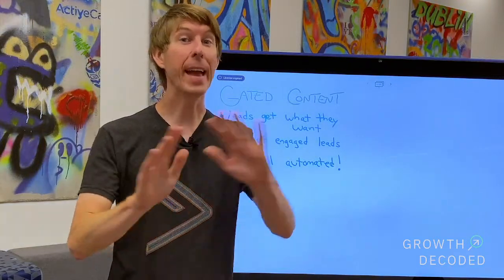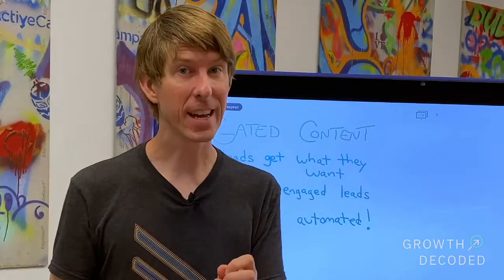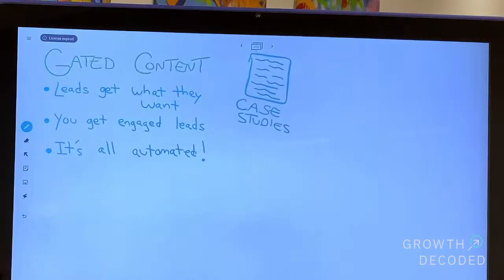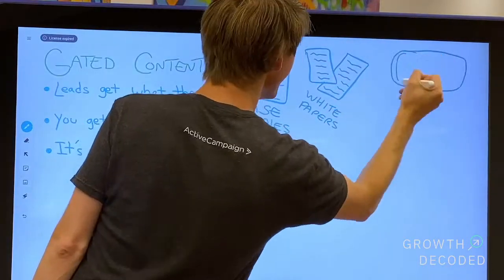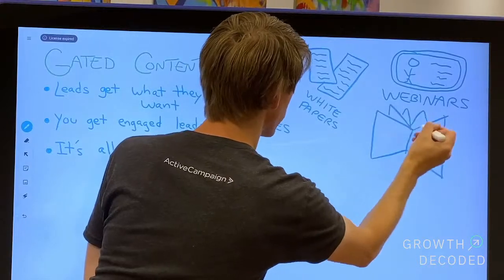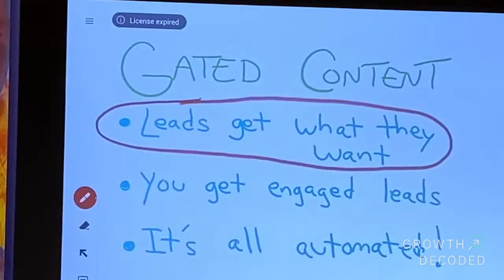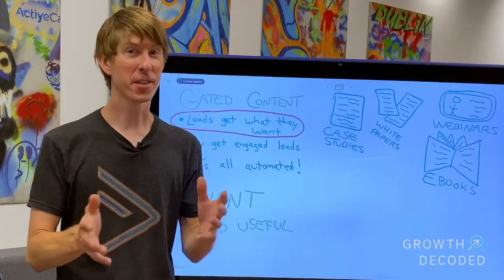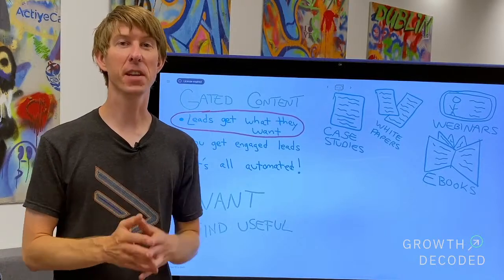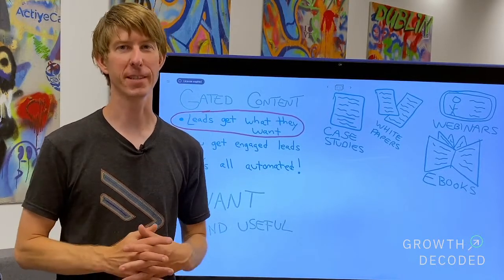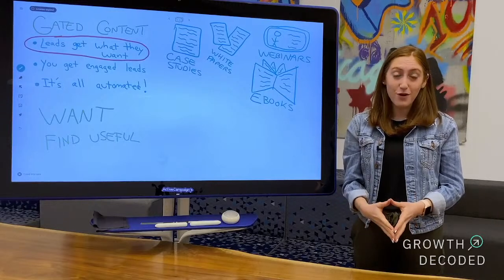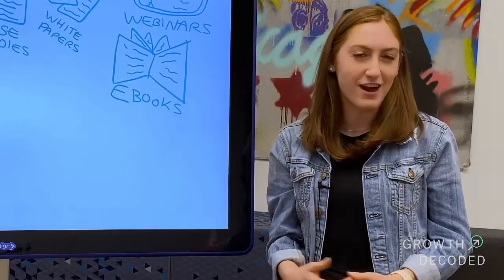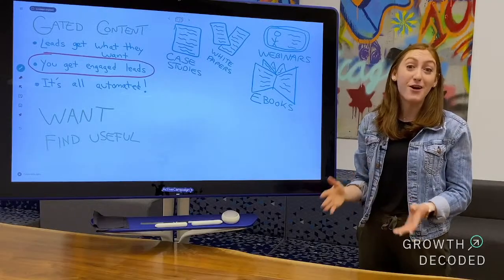This technique works with any type of content, but the best gated content is information that can't be found anywhere else. Things like case studies, white papers, webinars, or ebooks. The goal is to provide what your visitors want and find useful. This is why gated content is such an effective lead generation technique for many types of businesses. Leads are more likely to convert when you offer them relevant content in exchange for their contact information, rather than just asking for their contact information. Let's explore how we can automate this process.